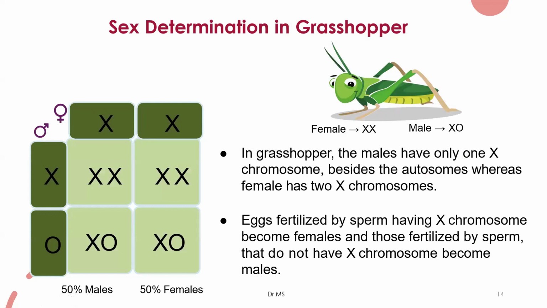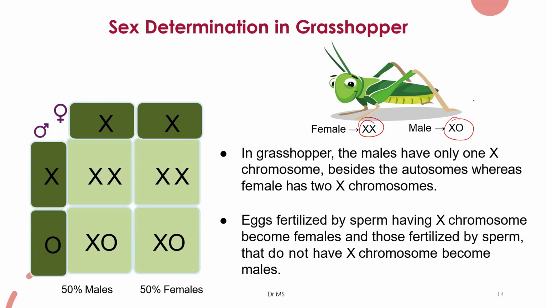Okay. So next one, sex determination in grasshopper. Here the female is XX and the male is XO. And what is the meaning of O here? What do you mean by O here? Simply, there is no other X chromosome. It only has one X chromosome. O means that it does not have any chromosome. So instead of keeping it empty, we will represent it with O.